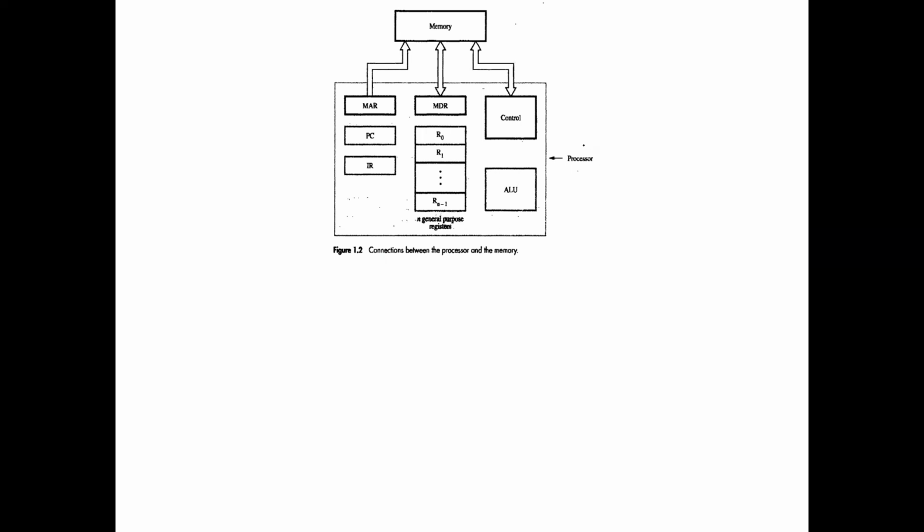The processor includes what? ALU, right? It contains ALU. Then the major component is the control unit, and we have register sections. And these register sections we have classified into general purpose register and special function register.